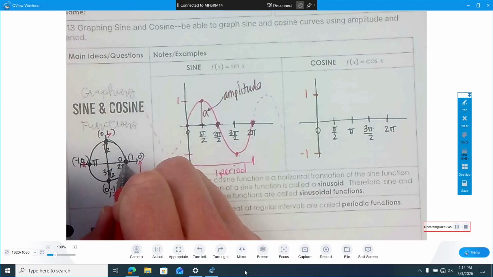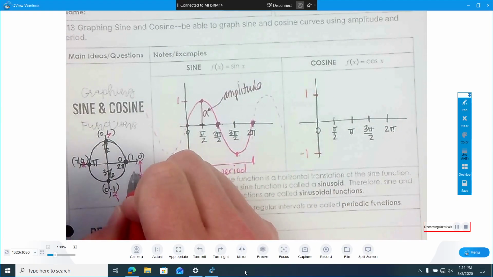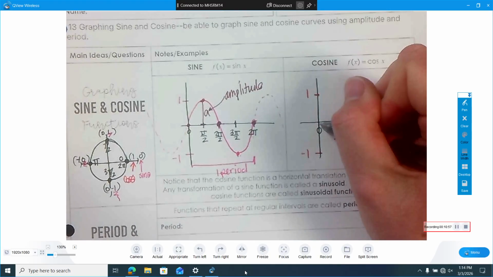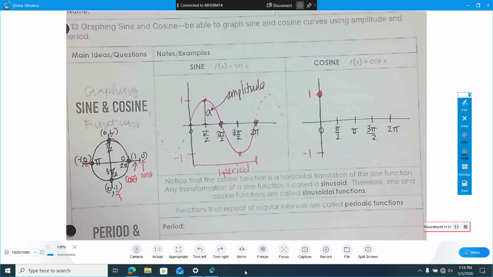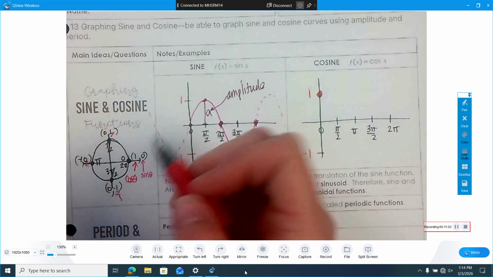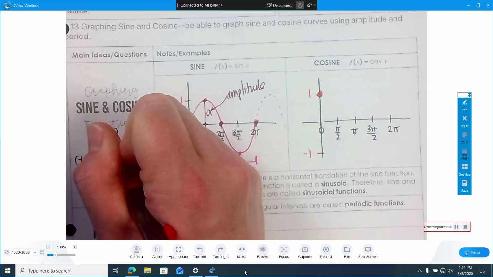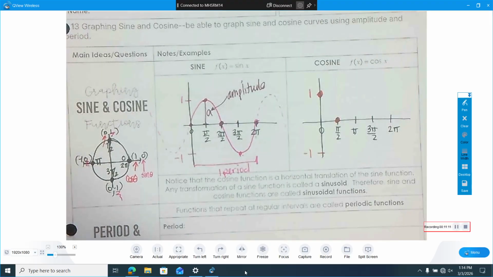So now we're graphing the cosine values as we rotate around our unit circle. Starting at 0 radians, what's our cosine value at 0? Yeah, so cosine of our angle measure is just the x-coordinate, so it's just 1. So at 0, we're actually up here at 1 on the unit circle. That's the high point. And then we go to pi over 2, and what's our cosine value? 0. So at pi over 2, we're going to plot a 0.